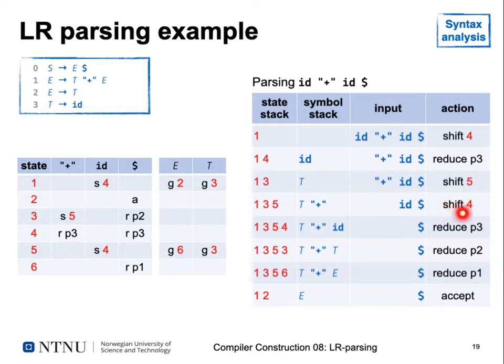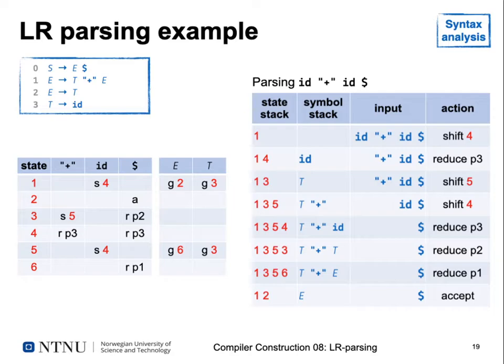So we shift 4, we have T plus ID on the stack, and we have added state number 4 to our state stack. So now we can see what happens. Essentially we're in state 4 and we see a dollar. So the next thing we have to do is reduce according to production 3 again. So reduce this ID to a T and replace the 4 by 3 on our state stack. So we're left with T plus T.